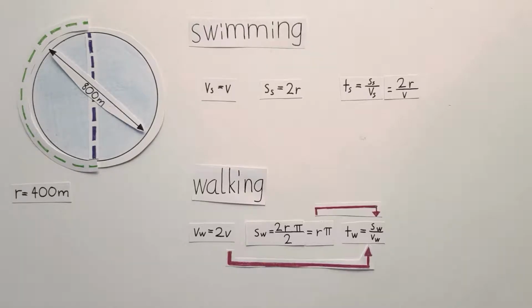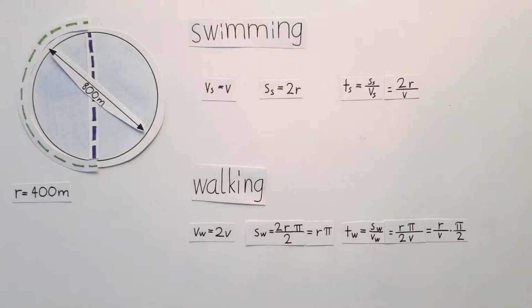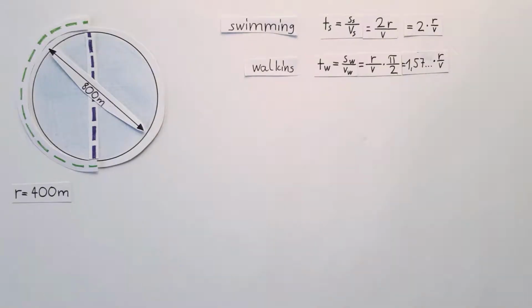Again, we can insert this into the time formula t walk. Now we rearrange it, which gives us r pi divided by 2v. Calculated, we get 1.57 times r divided by v. That's less than swimming. For swimming, we need 2r divided by v. Although we don't know the absolute time, we know it depending on the radius and the swimming speed v.